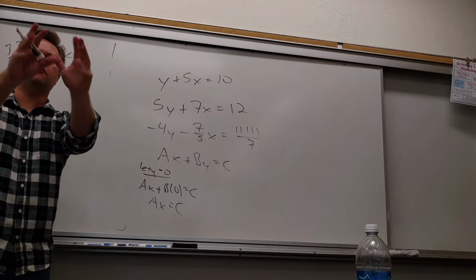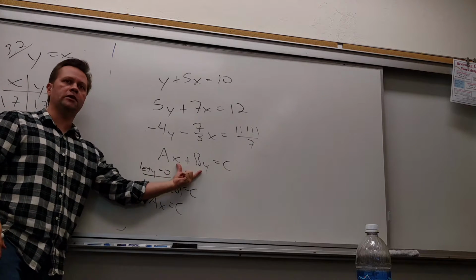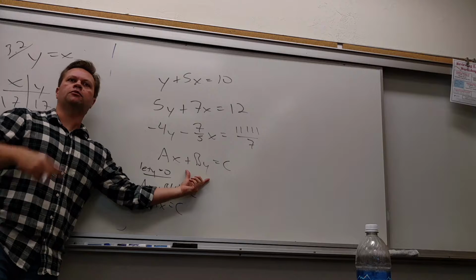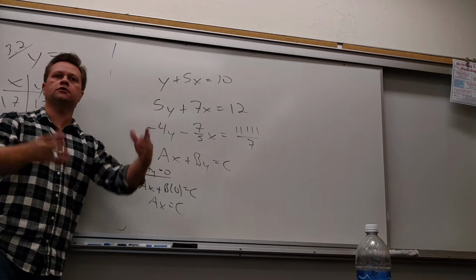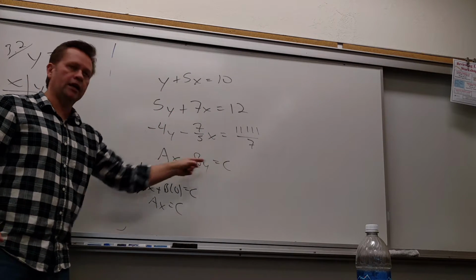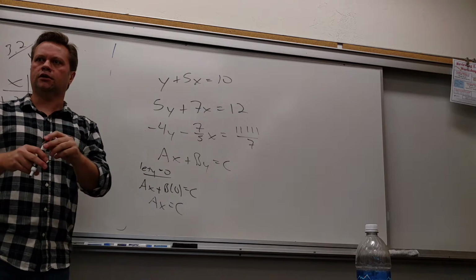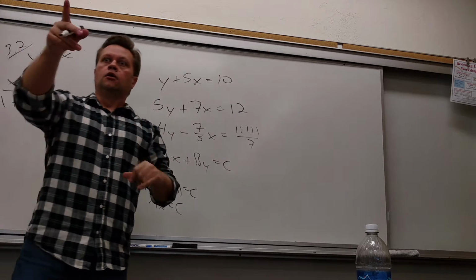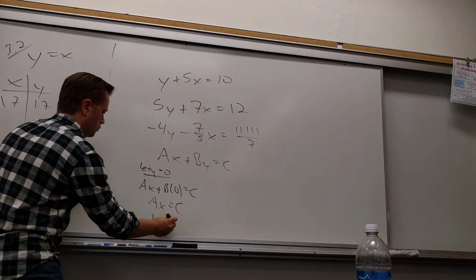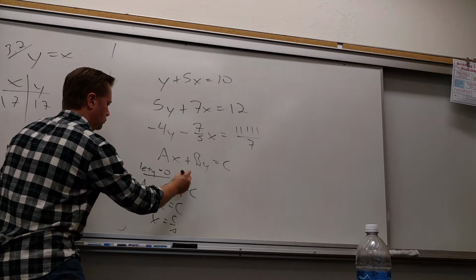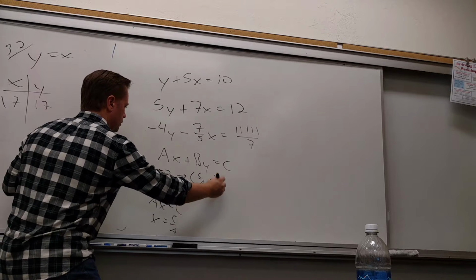I'm not trying to make you feel bad, because when you first look at this, it's like, what am I supposed to do with this? But the process gives you the answer. The answer is not going to be a number because I don't know anything. The answer is going to be in terms of the letters that are there. So the answer is x equals c over a. So the x-intercept would be c over a, 0.